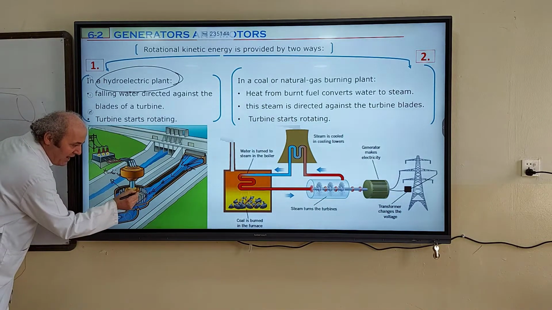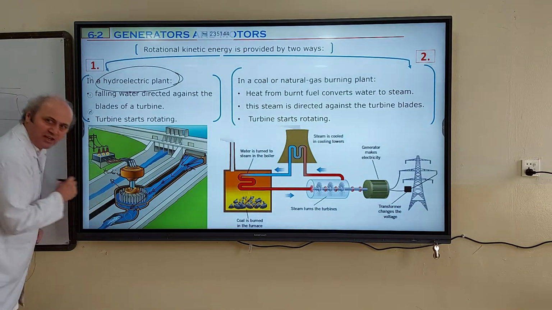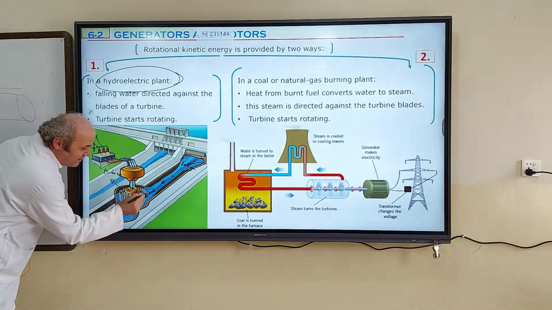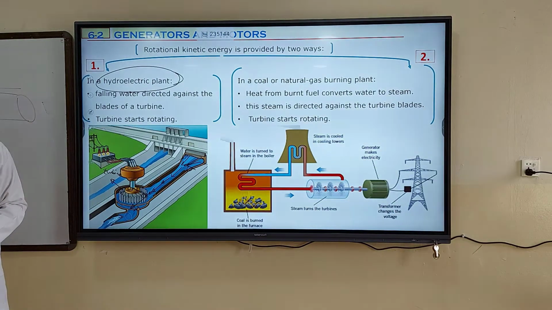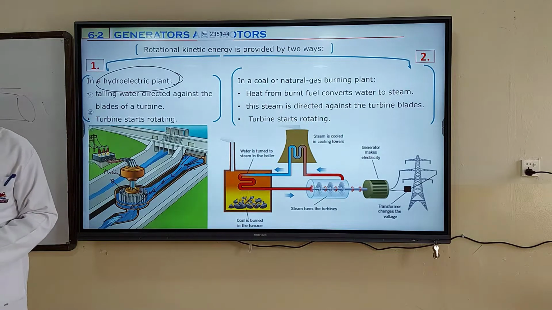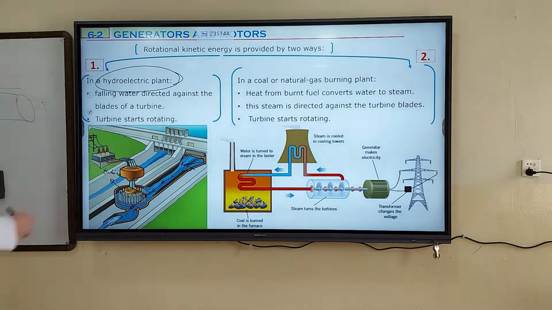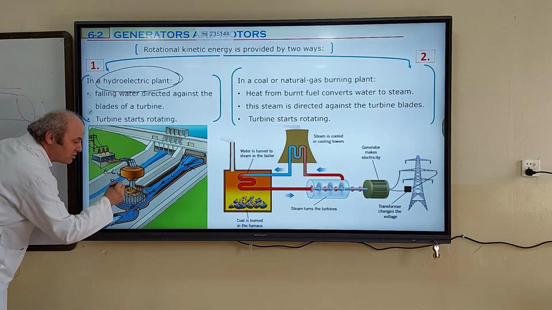A force is applied at a distance from the axis of rotation. This is the axis of rotation. If a force is applied at some distance from the axis of rotation, this force produces torque. Yes, this force produces torque, and torque causes an object to rotate. That's why this turbine will start rotating by this torque.